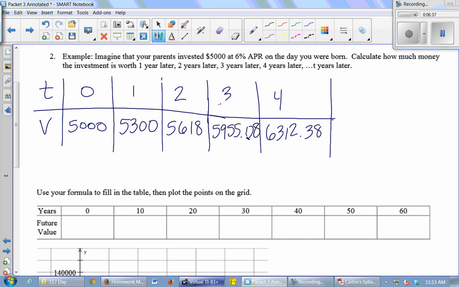So let's think about a formula for year T. How could I figure out the value of this account T years from now? Let's say T years from year 0. Yeah, Ryan?